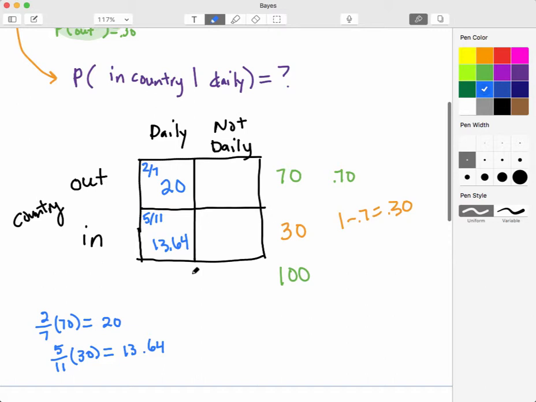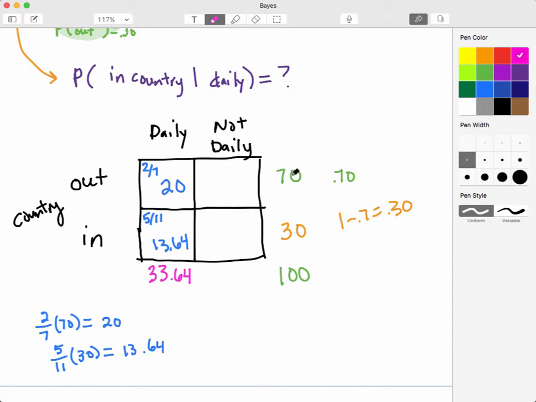So I'm almost done here. I notice I have a couple of blanks to fill in, and I'm just going to go ahead and do some math and fill in the rest of the table, just for completeness. So if I want to find this marginal total, how many people are logging on daily, if I had a hypothetical 100. So 20 and 13, so that'll be 33.64.